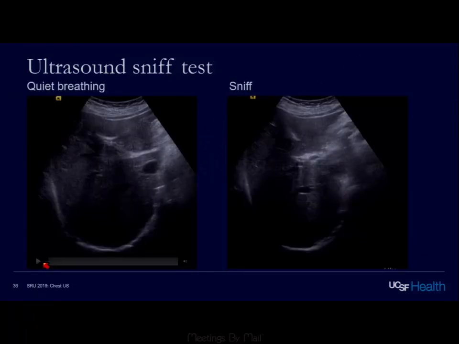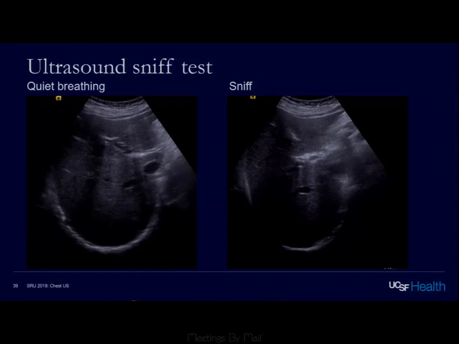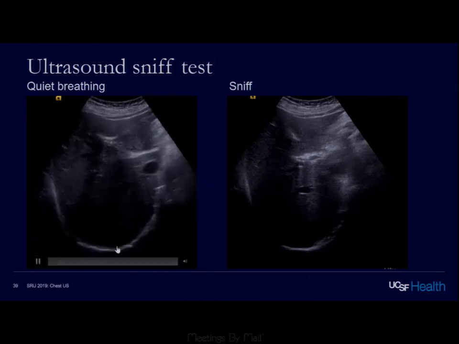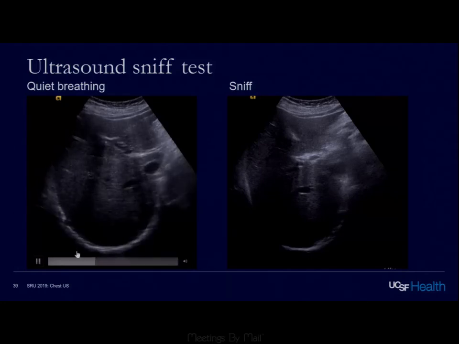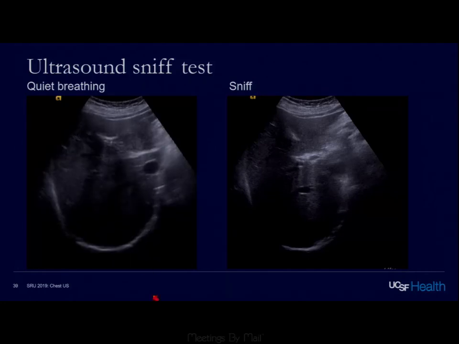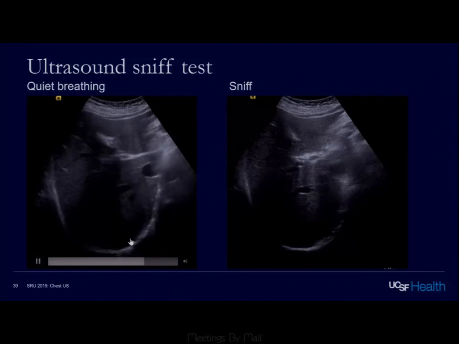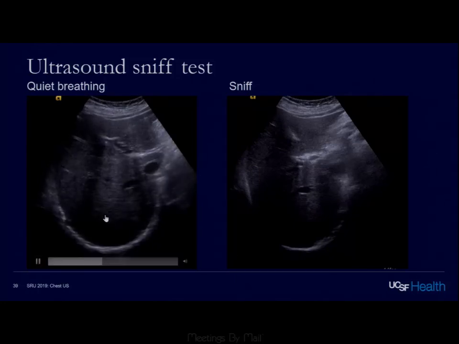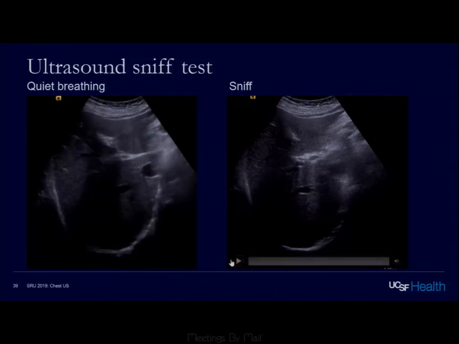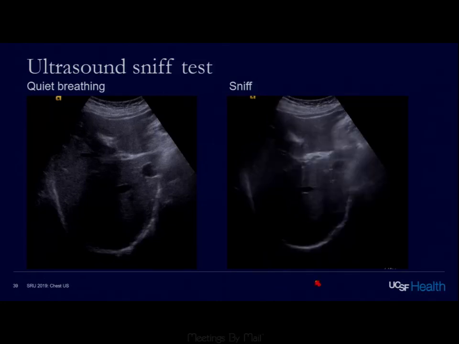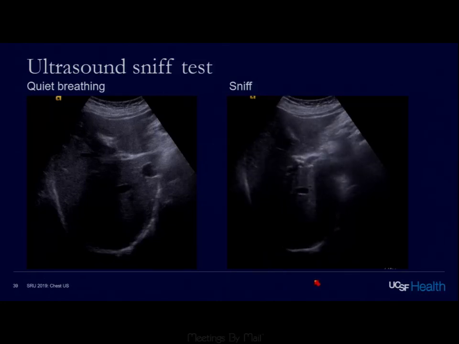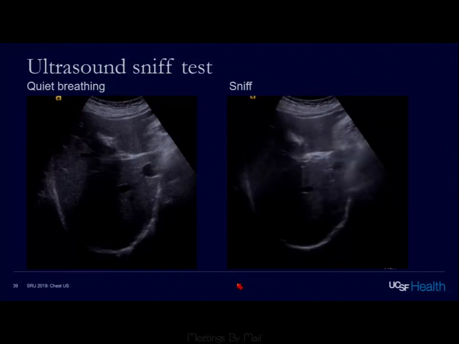So here's an example of a normal patient. Again, we're imaging this bright echogenic interface between the liver and the lung, corresponding to the diaphragm. And you can see that it's moving well with the patient breathing. And then this is with the patient sniffing. A little bit more sudden movement, but you can clearly appreciate that the diaphragm is moving adequately.